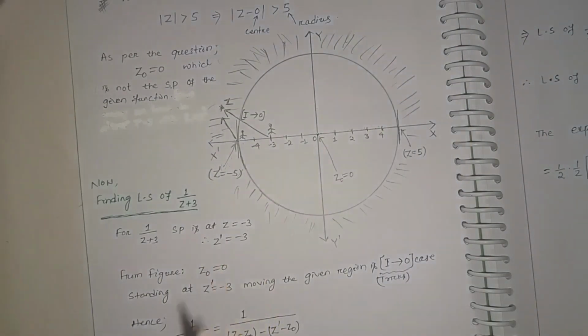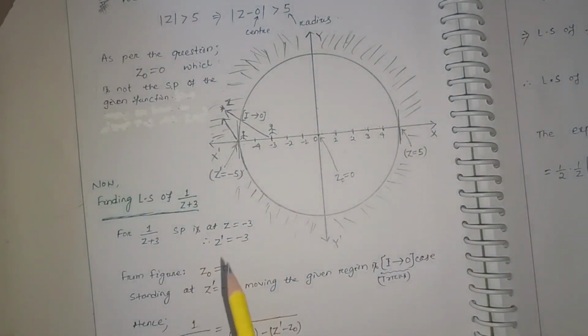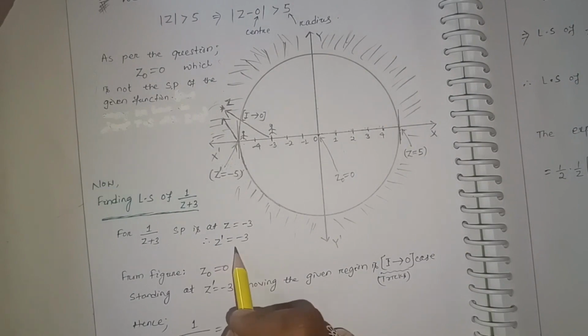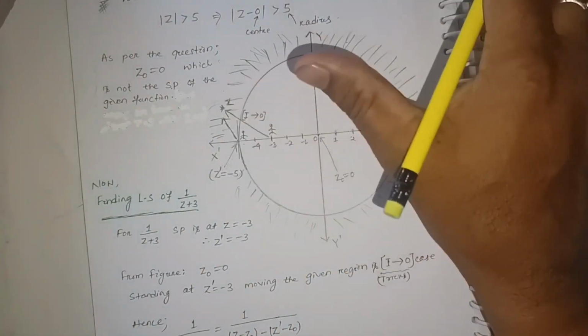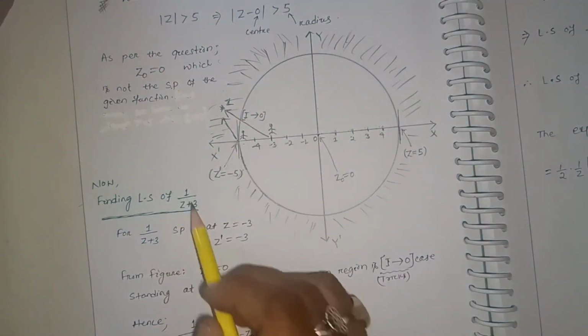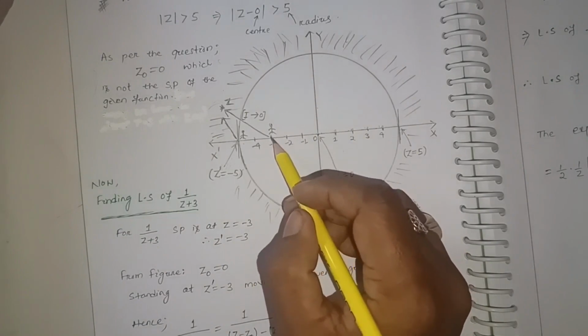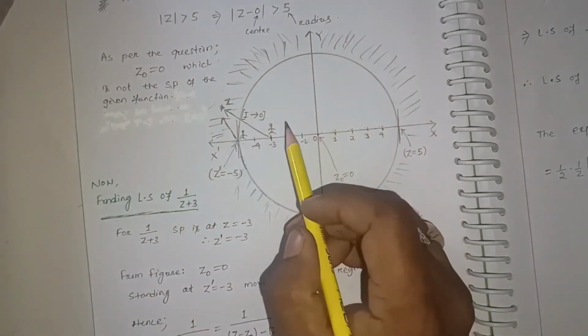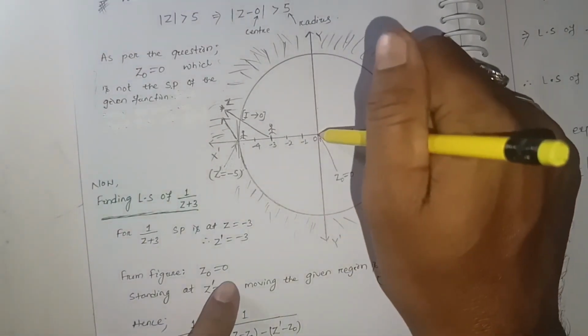Okay, you just recall that wherever your singular point is, that will be considered as z dash, and from that point you start motion into the specified region. So here the singular point of this function is your z dash, that is minus 3. Where is minus 3? Here, minus 3. You just stand over there, you just wait. Okay, and z0 is your 0.